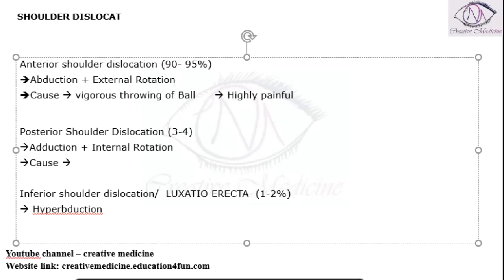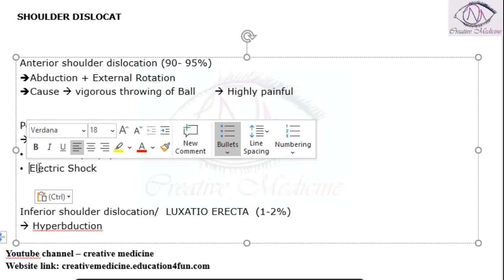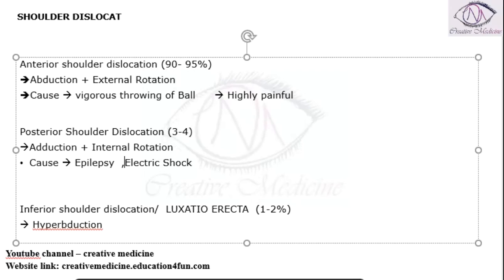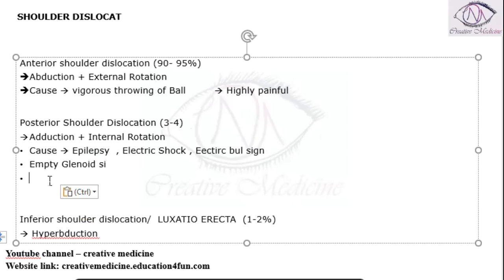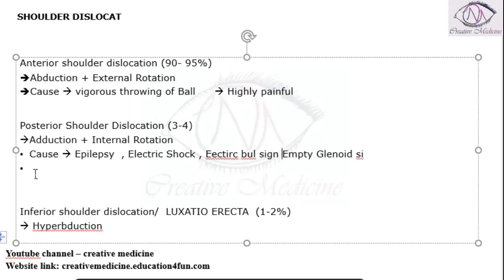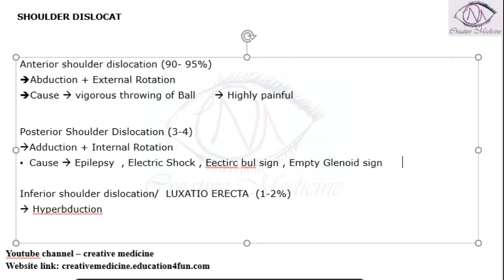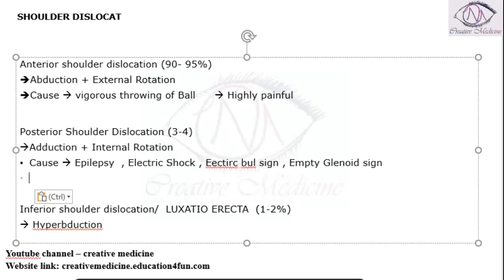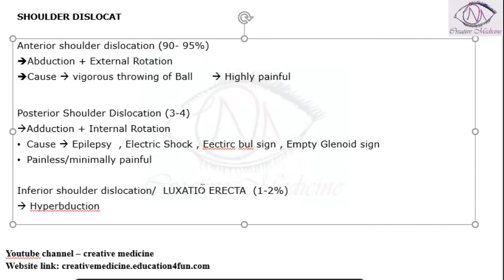Posterior shoulder dislocation can occur in conditions like epilepsy and electrical shock. The electric bulb sign and the empty glenoid sign are associated with posterior dislocation. So a painless or minimally painful lesion is seen. All these will result in painless or minimally painful conditions. So this is posterior dislocation.